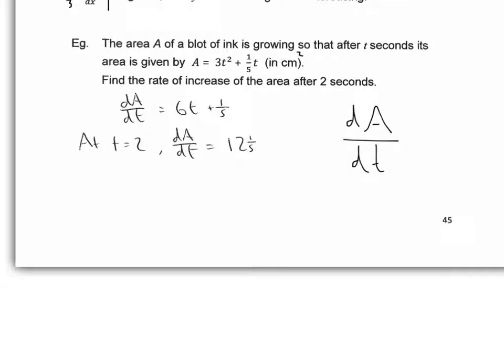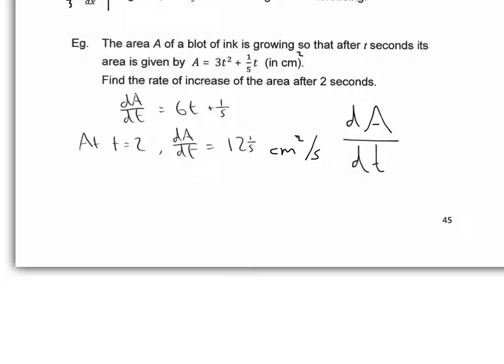There are lots of different ways of saying the same thing. And we're asked about a specific point at 2 seconds. When you plug 2 into this expression here, you will get the gradient at time t equals 2. And the answer we get is 12 1/5. So that is the rate of increase. And I should make sure I've got some units on that. That's 12 1/5 centimetres squared per second. That's its rate of increase at that particular time.